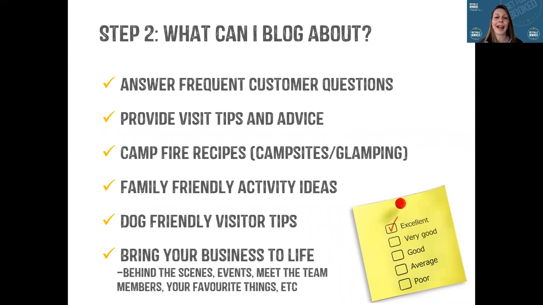What about if you run a campsite or a glamp site? Maybe campfire recipes would be a really good topic that would be really helpful to your visitors to get the most out of their glamping or camping experience. If they can have a campfire, not everyone wants to do sausages and burgers. You can give them other ideas of things that they can cook on the campfire. As I said, family-friendly activity ideas, dog-friendly visitor tips. That could be dog-friendly pubs, top 10 dog-friendly walks from your location.